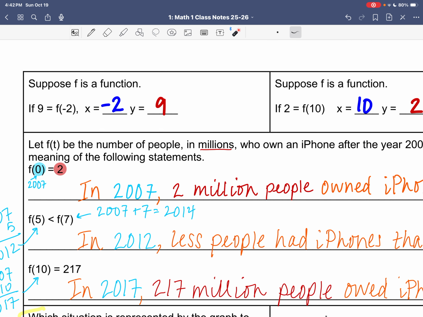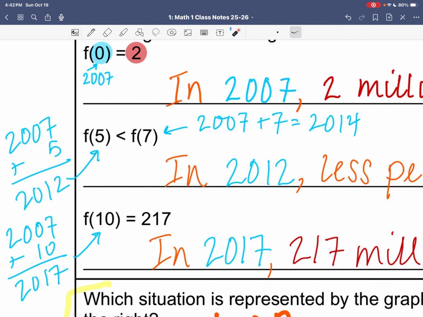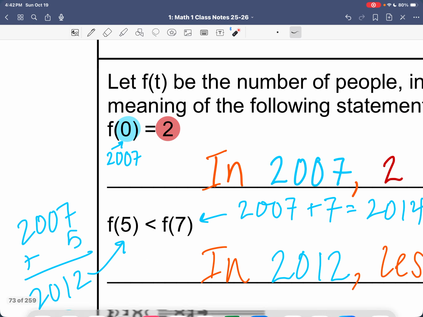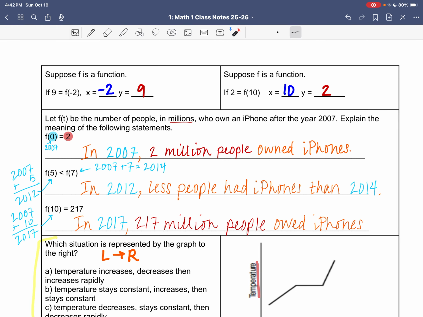All right, so now let's look here. We're going to determine, let f of t be the number of people in millions who own an iPhone after the year 2007. Explain the meaning of the following statements. So when you're looking at this, 0 is 2007 because that's when you're beginning. And then we want to know in 2007, that means f of t, so this is your y, is a number of people. So in 2007, 2 million people owned iPhones.